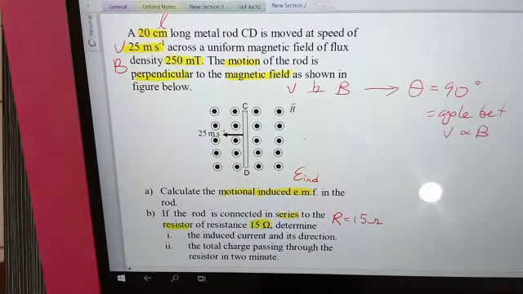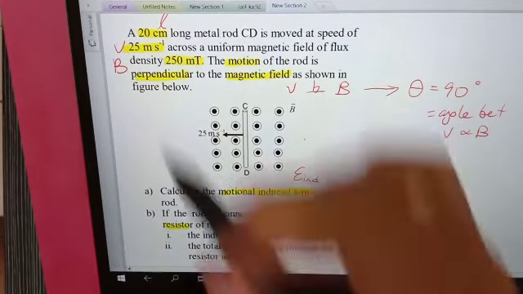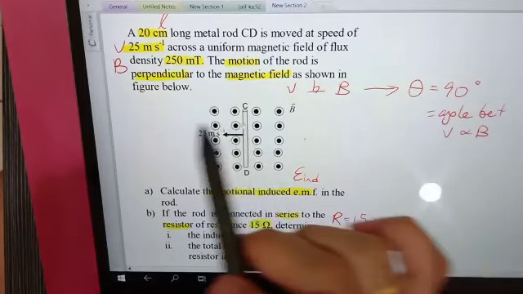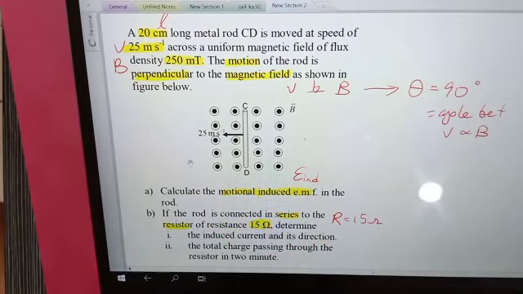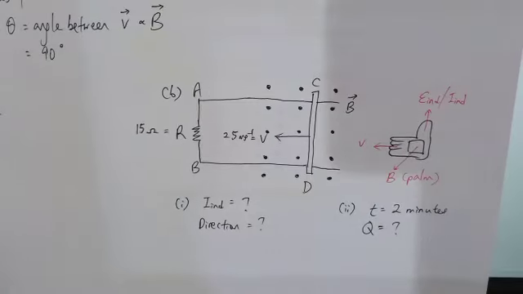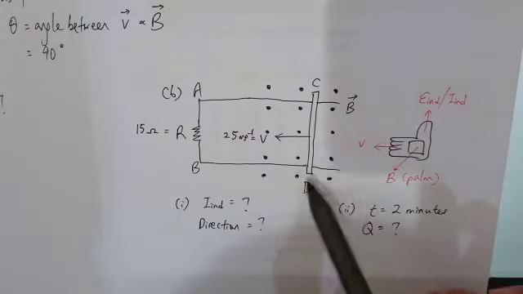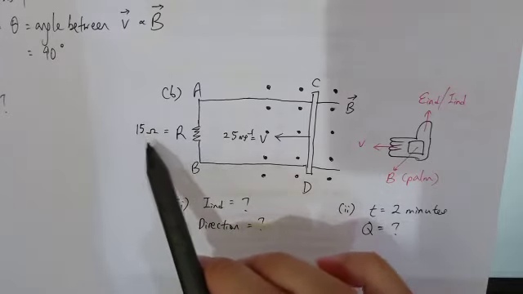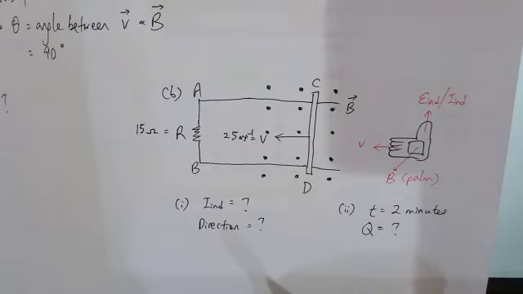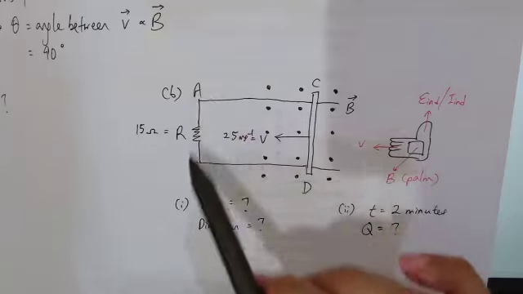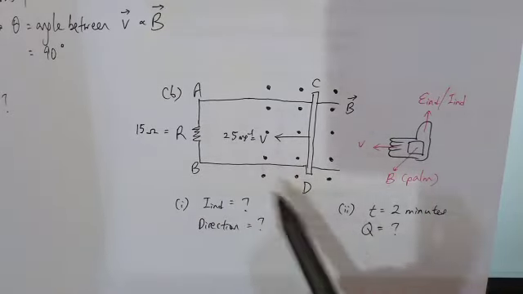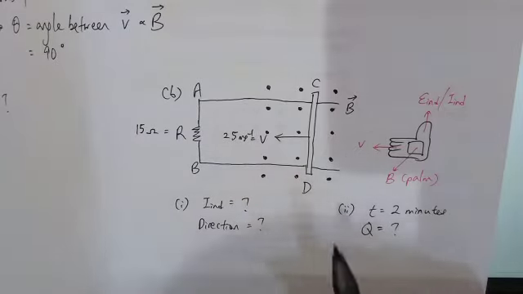So something like this. What he says here is this rod is connected to a resistor, something like this. The rod is connected in series with a resistor of 15 ohm. So you must label A, B, C, D. Label it so you can easily determine the direction of the induced current.